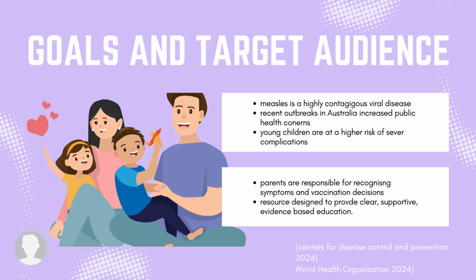education to the community. I chose measles because it is a highly contagious viral disease that can spread rapidly during outbreaks, especially in community settings such as schools, childcare centres, and public spaces. Measles also remains an important public health concern despite the availability of vaccination. According to the Centers for Disease Control and Prevention, in 2024, measles is a highly contagious airborne disease that can cause severe complications in young children.